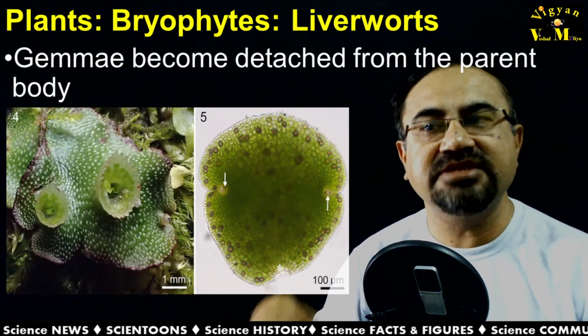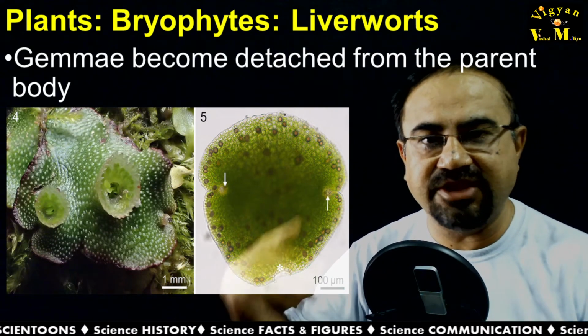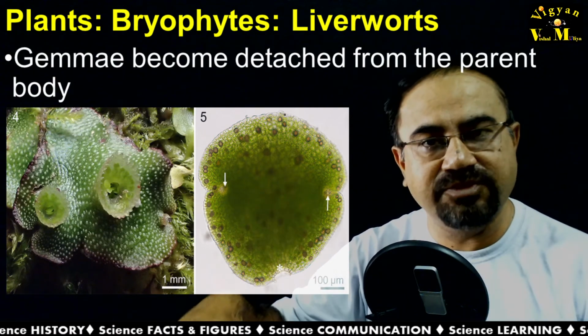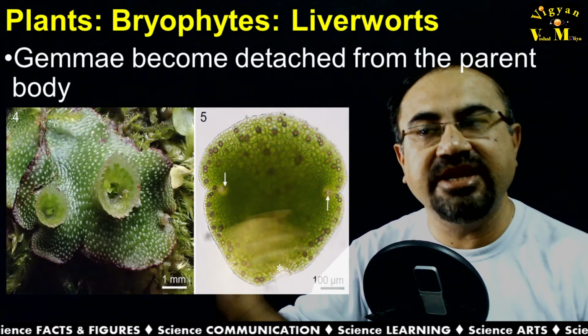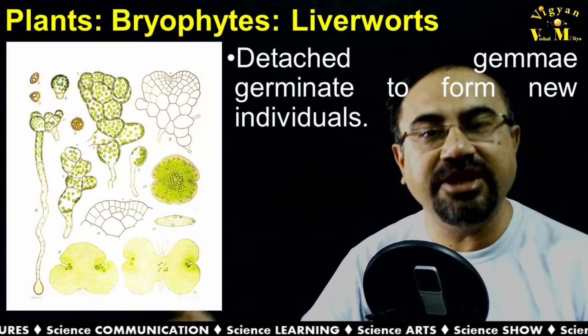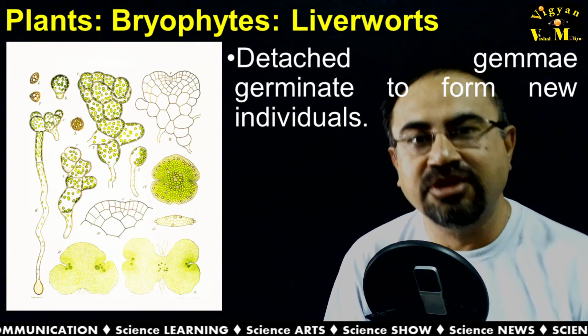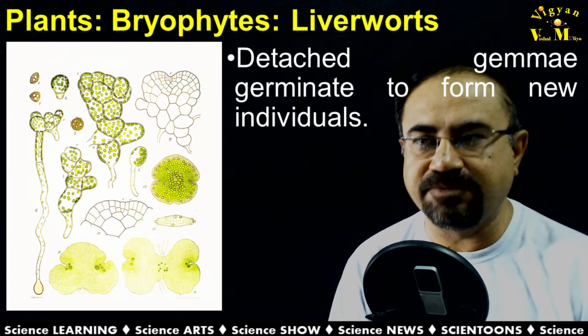This gemma is detached from the parent body when there is rain, or some falling of the rain or accidental part. Once it is detached, it germinates into new plants and gives rise to new plants. So it is one of the ways of asexual reproduction.